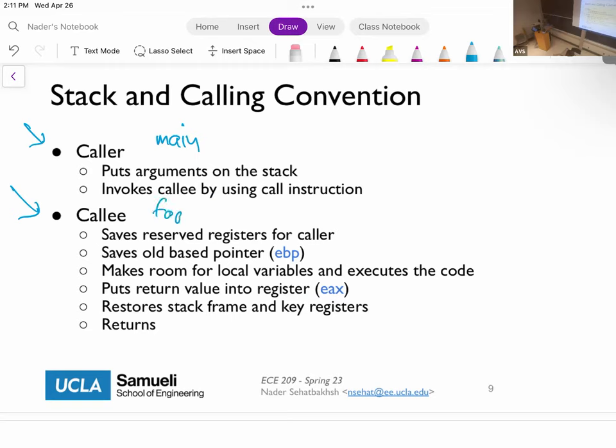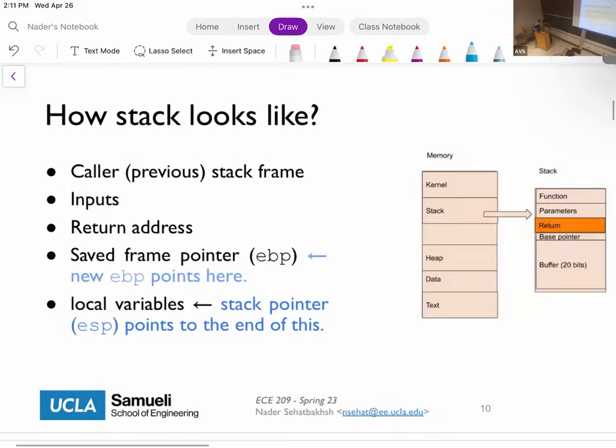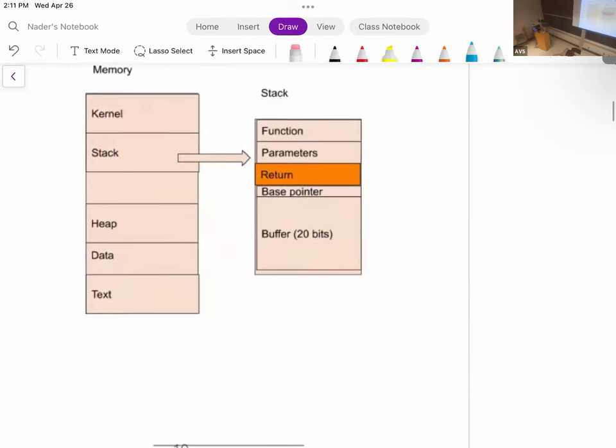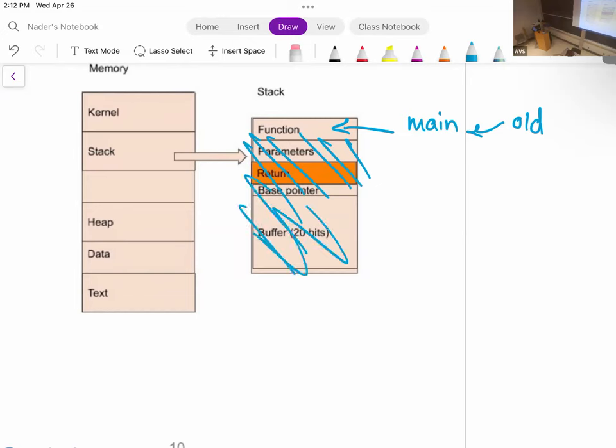So before actually doing anything else, you need to make sure that you're doing these things. And this essentially means that your memory, and particularly your stack, would look like this. This would be parameters for the main function. These are the old things before this call happens. So if we didn't have this call, all these things below wouldn't have existed, okay? So your stack would have been just the function and things above, okay?